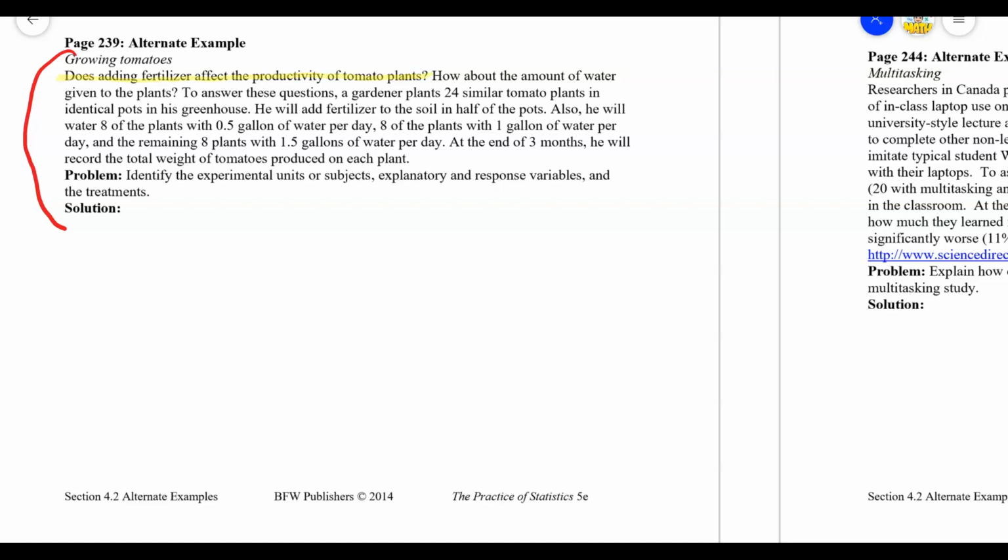Okay. How about the amount of water given to the plants? So there's two questions they're asking here, right? We have fertilizer and then we also have the water. How do we know which one is affecting which situation, right? So we're going to have to try our best to control for both of those.